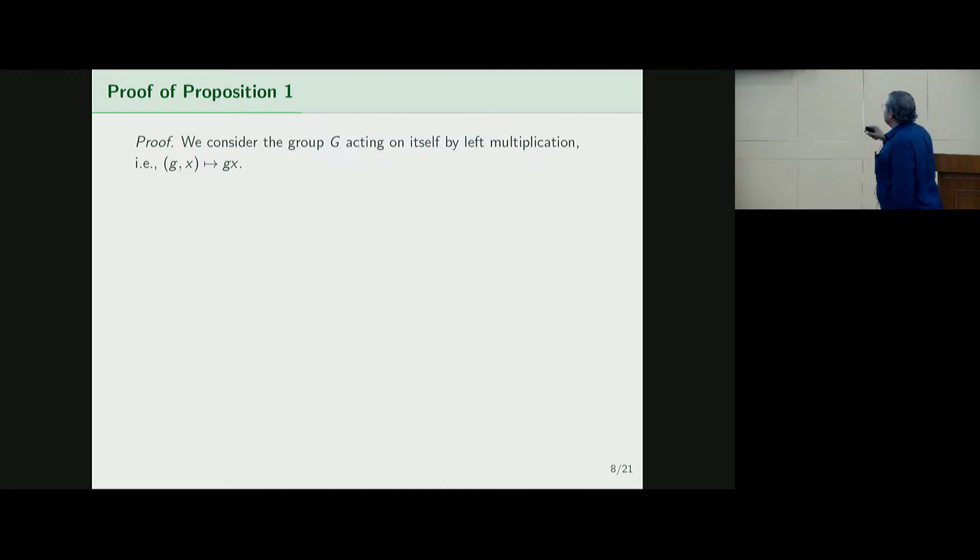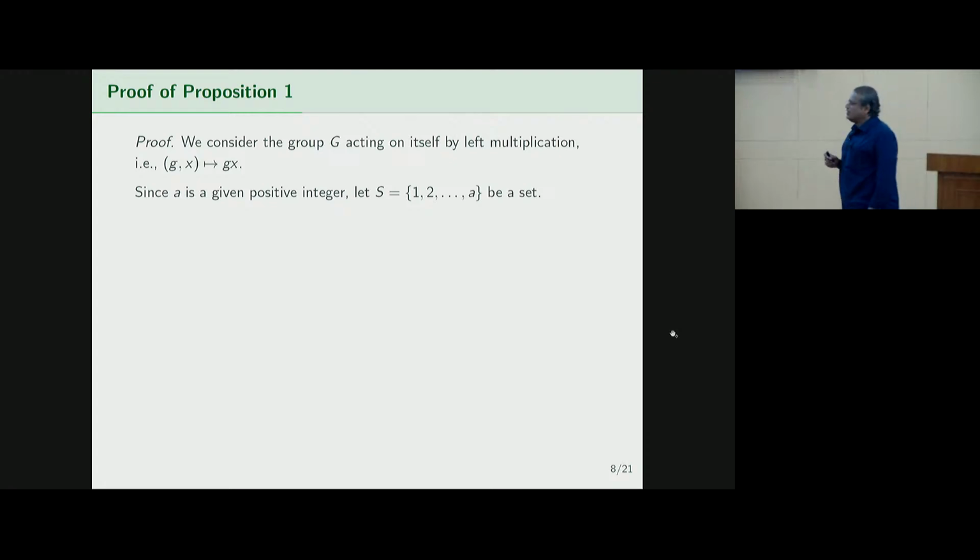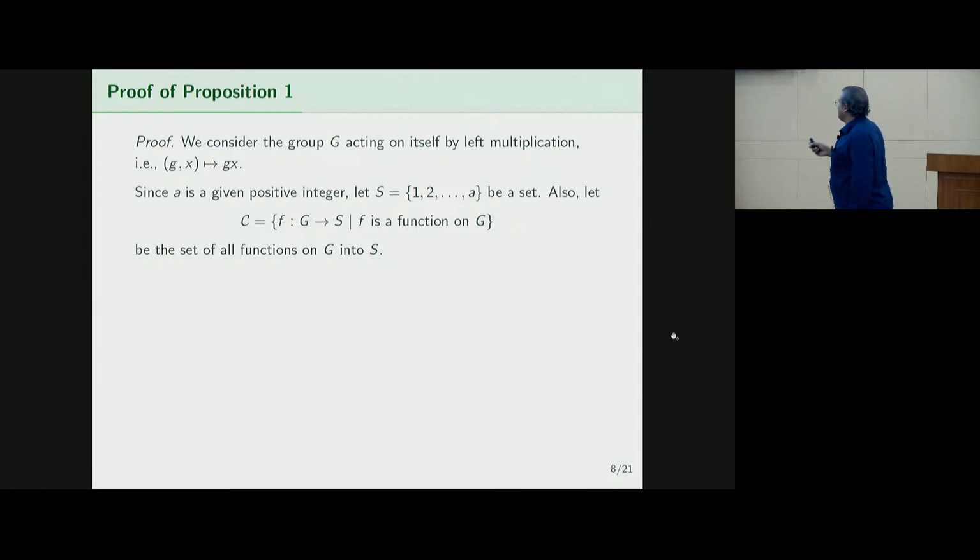Consider the group G acting on itself by left multiplication, (g, x) going to g times x. A is a given positive integer, therefore we take the set S = {1, 2, 3, up to A}. So we collect all the functions f from G to S. This is the set of all functions from G to S.